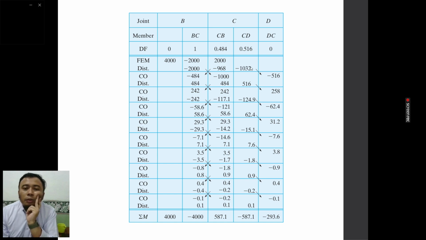So as we've done before, unlock. Because there's no distribution at the member here, which is member AB, there's no distribution, so it will be 0. And there's no moment being distributed at the joint.